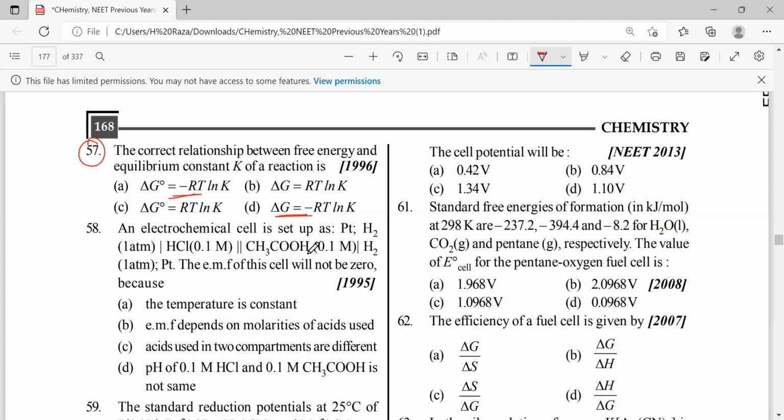Sir, the answer will be D because it's free energy. Delta G, not G naught. No, the answer will be delta G naught, not delta G. Delta G is basically other than standard. Delta G naught defines a standard, and we have temperature value and everything. Then the value will be like this, and we will get minus RT ln K.